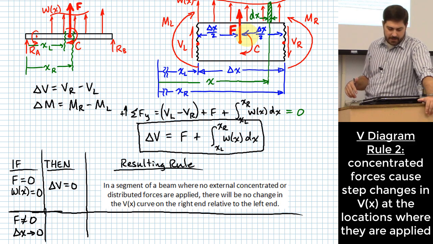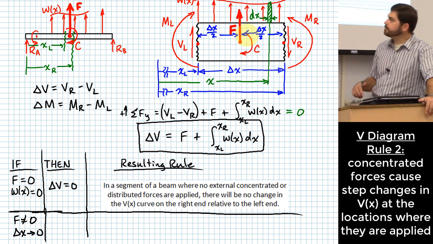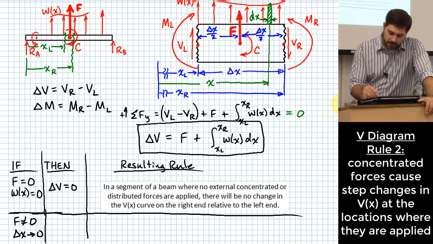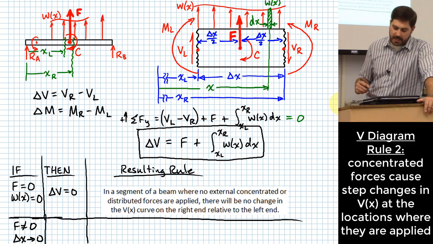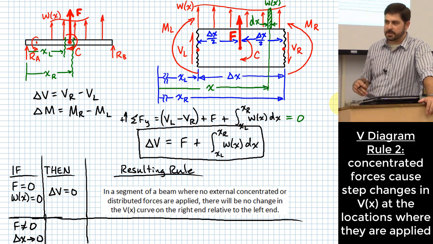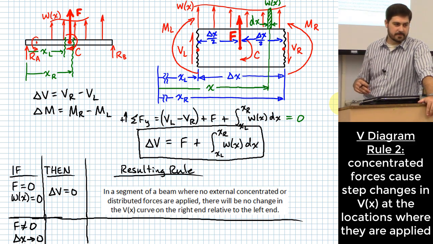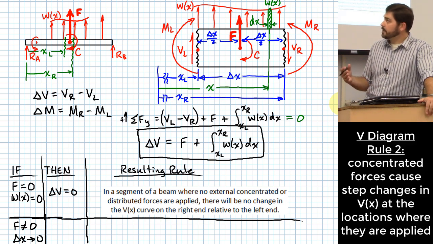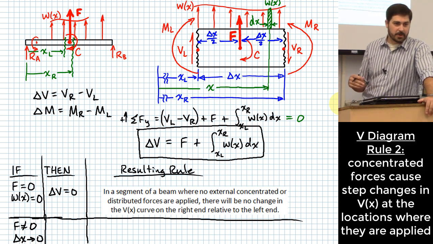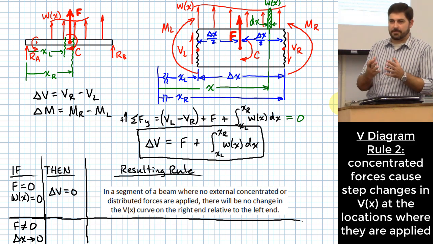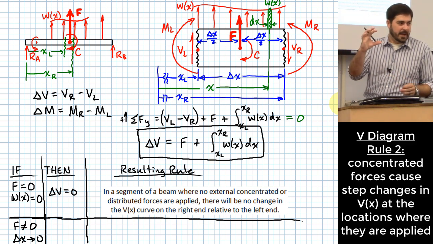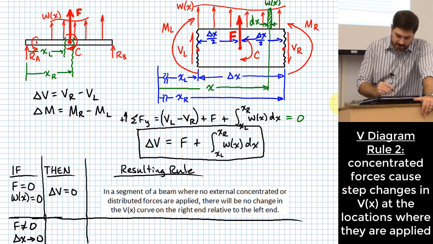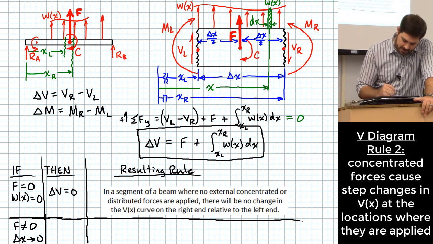So if delta x goes to 0, what kind of an effect does the distributed load function w of x have if delta x goes to 0? Okay? Well, certainly if f is not equal to 0, then the effect of the w of x function is going to be totally insignificant relative to something that is a finite change that happens there due to f. Well, anyway, if this happens, then what does delta v become?